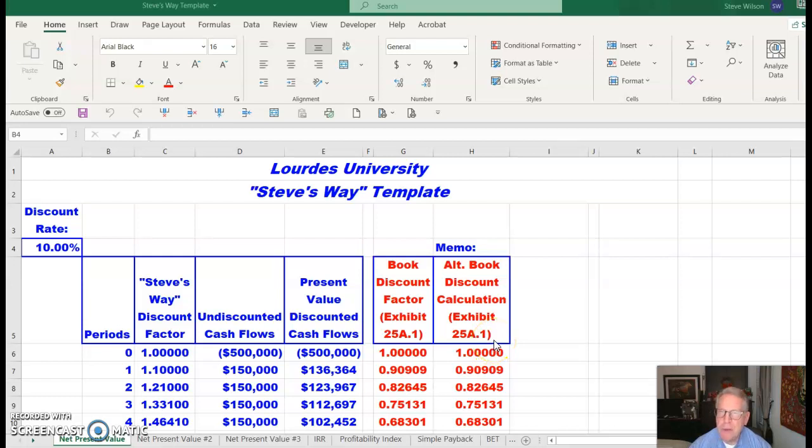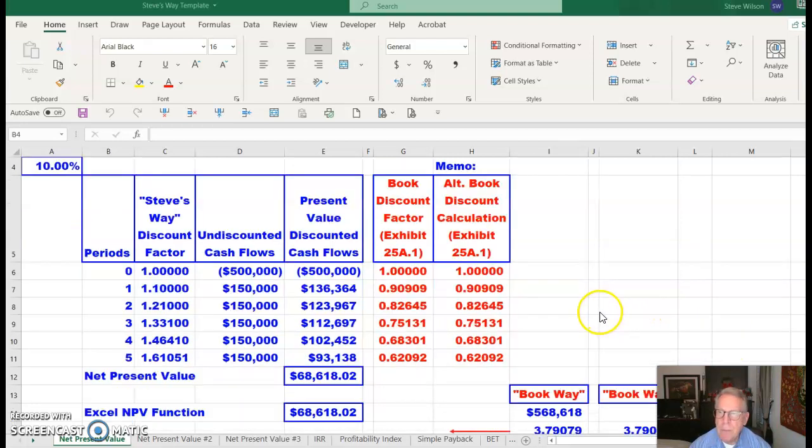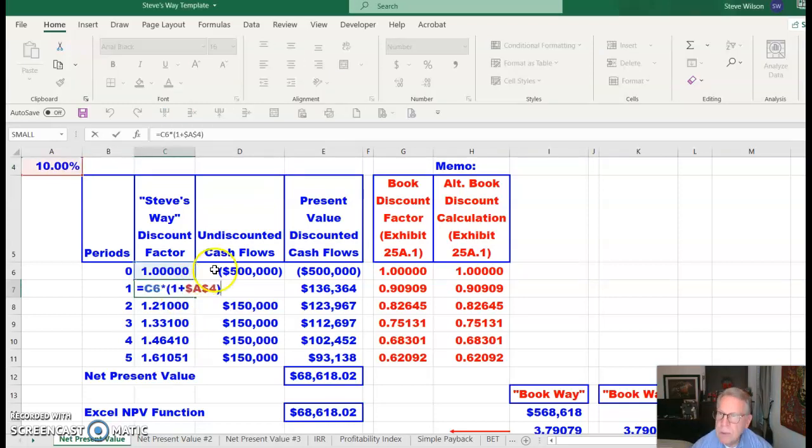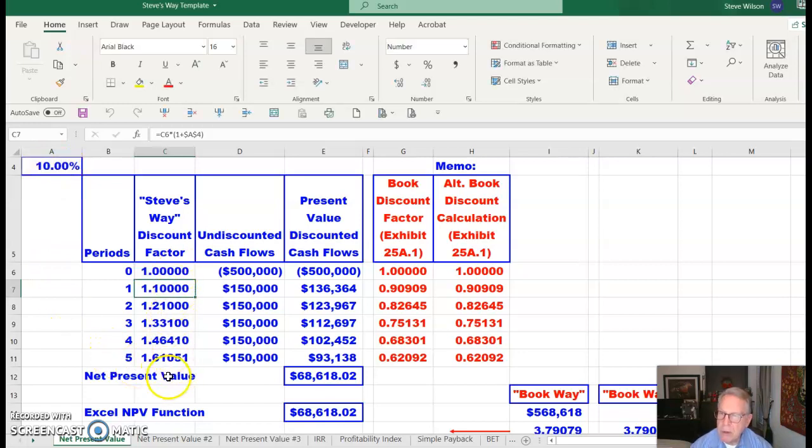And here is my spreadsheet, which you'll find in the supplemental files. I thought it would be good to go through how we calculate net present value in a little more depth. So here, as you see, we have a 10% discount rate. I've developed my factors based on that. And as you can see, if I go to that and I show you what we do, we take the previous cell times 1 plus the discount rate, and down she goes.